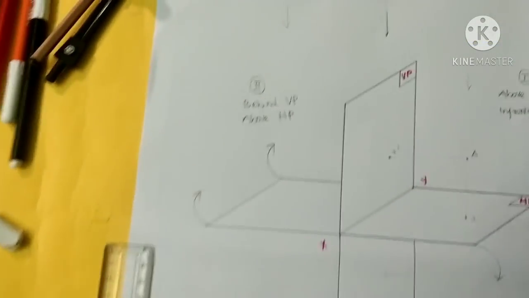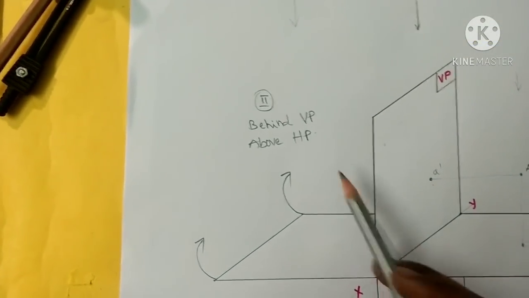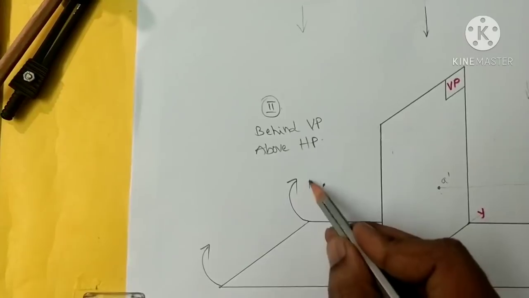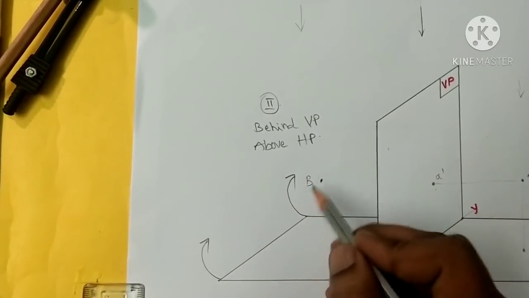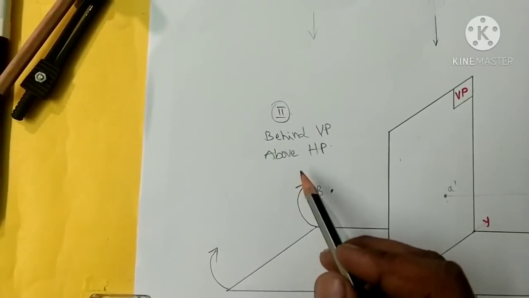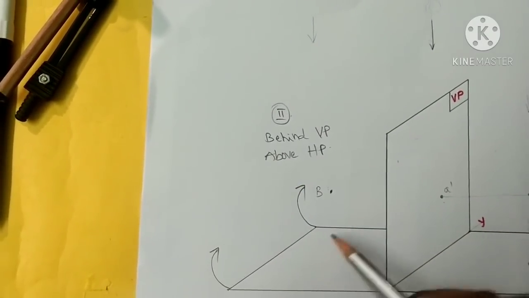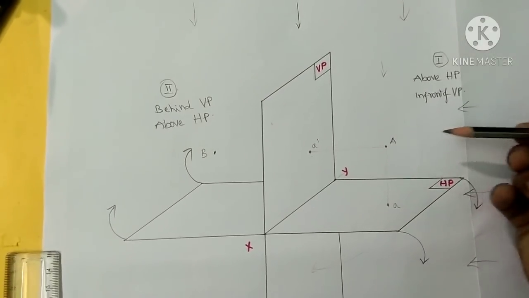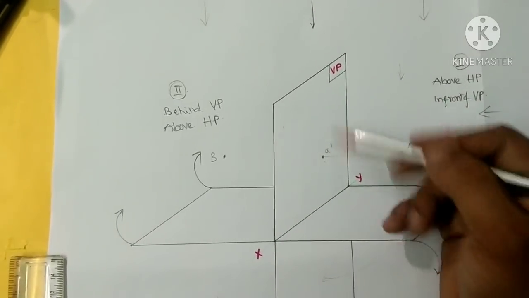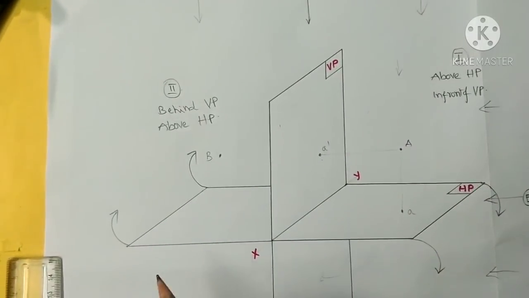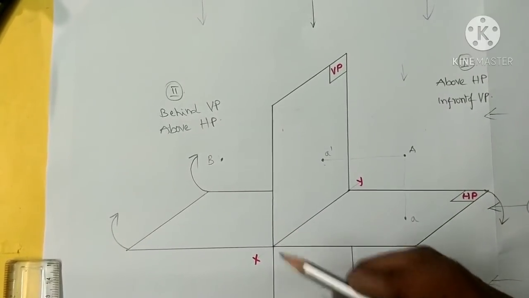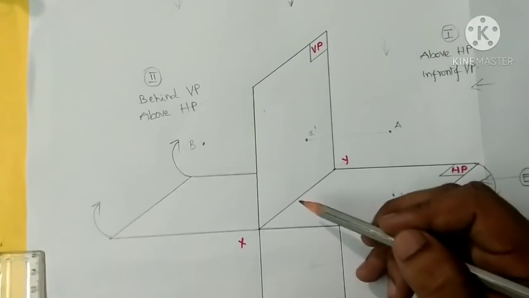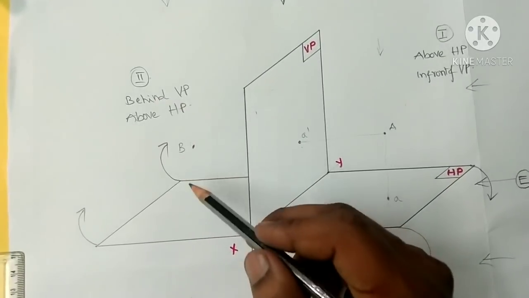And now let us move to the second quadrant. That means this quadrant. Suppose this is point B, which is located in the second quadrant, that is denoted by behind VP and above HP. And similarly we have to see the object in this direction for the purpose of front view. But here this plane is located between the observer and point. Then how is it visible? So for that purpose we have to assume this plane as transparent. So that time only we are able to see this particular point.